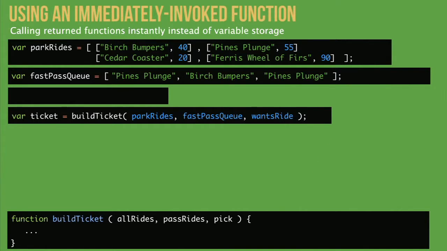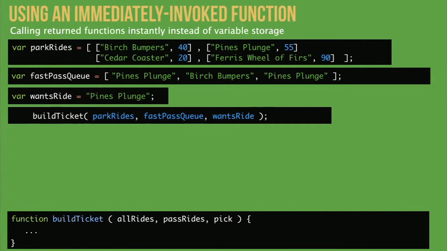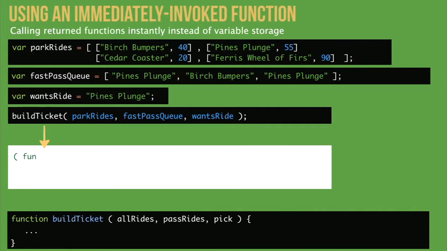So this time, we want Pines Plunge. Again, you can see that that is the very first FastPass in our queue now. So now we're going to allow our ticket variable to disappear. We're not going to use that anymore. And we're going to scoot our buildTicket function over, still using the same parameters. But what happens when we just call the buildTicket function without assigning it to anything? Well, what happens is it returns the function that it builds only. There you can see the entire body of the function as an expression that has been returned from buildTicket.